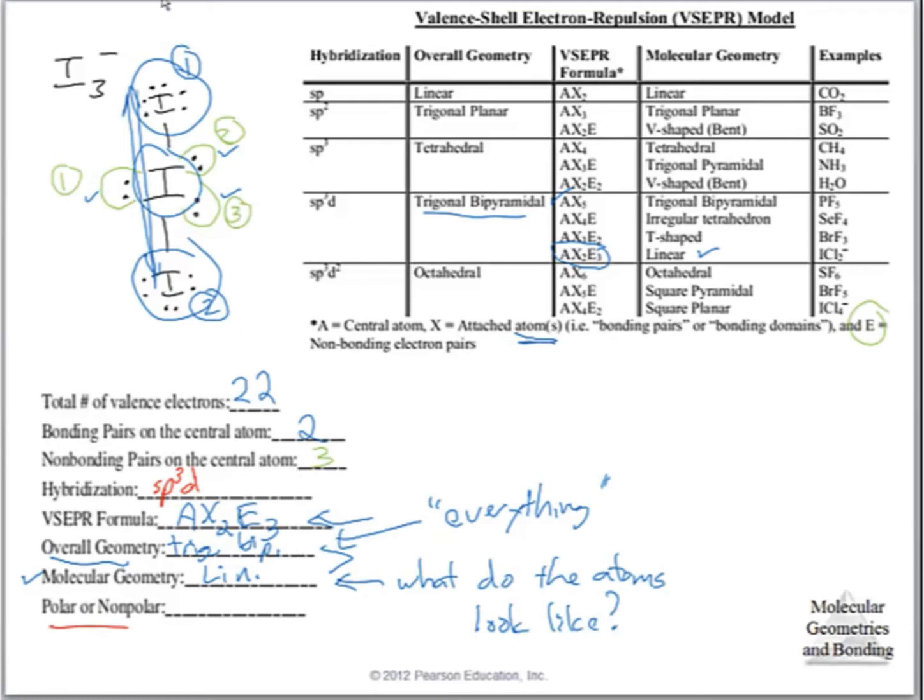We ask, is this a symmetrical geometry? And yes, it is. It's linear, right? Linear shows up in a couple places. If linear is symmetrical up here, then linear is symmetrical down there. So the first rule is intact, and then the second rule is intact. The iodine atoms are the same atom attached to the central atom.